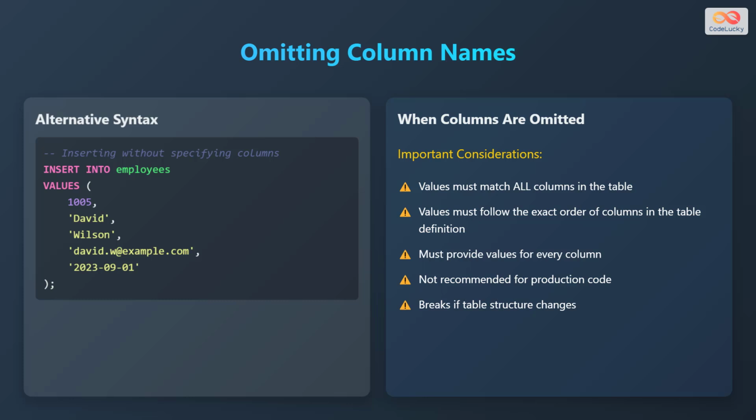Let us see some important considerations when columns are omitted. First, values must match all columns in the table. Second, values must follow the exact order of columns in the table definition. Third, you must provide values for every column. It is not recommended for production code. It breaks if table structure changes.